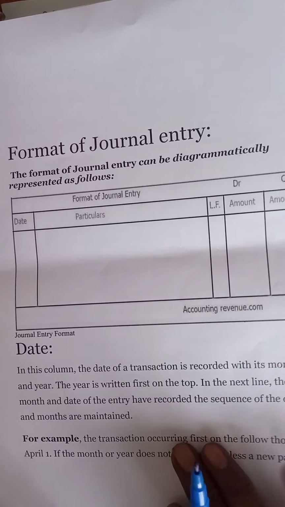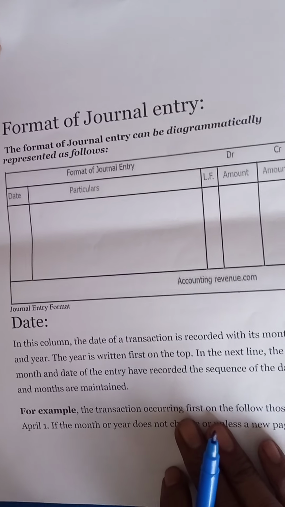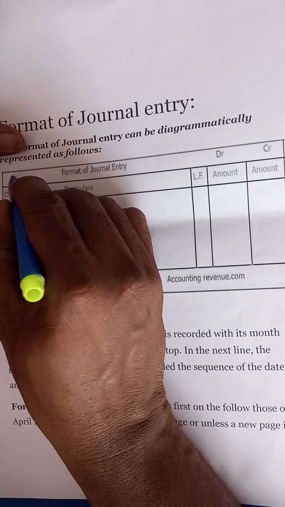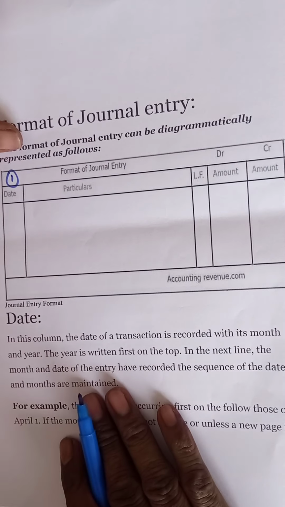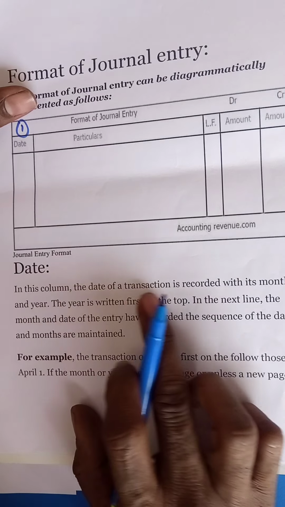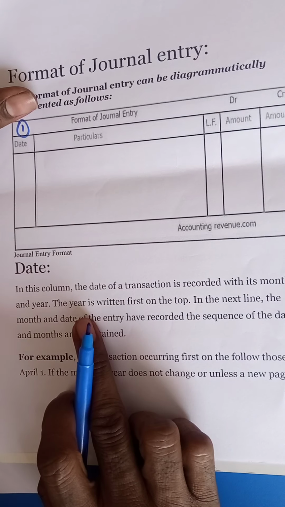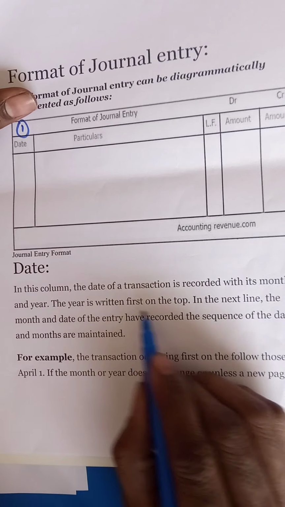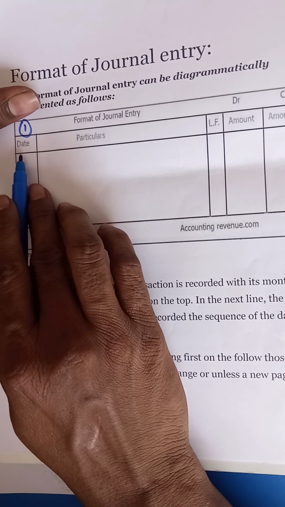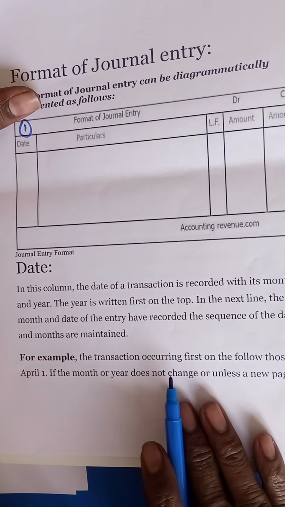So this is the proforma of the journal. How do we write journal entries? There are 5 columns. The first column is the date column. In this column we write the date, with the month and year. The year is written first on the top, and in the next line, the month and date. We have to write the year first, then the month and date.